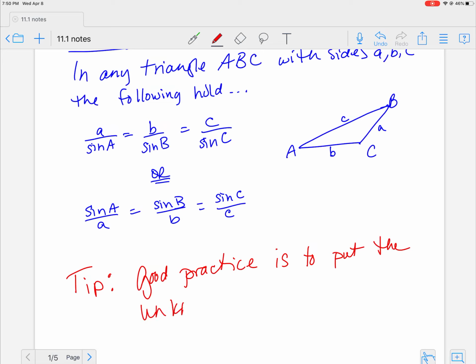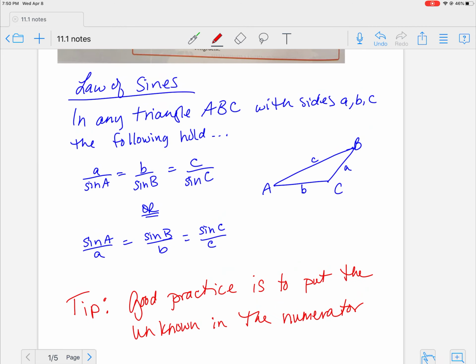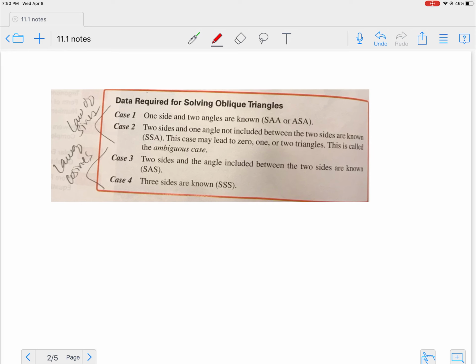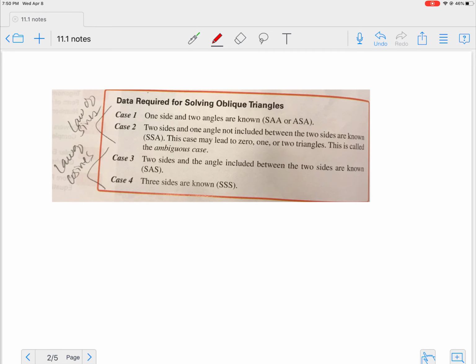All right, so here's one more tip, and the reason why we look at both of these. Good practice is to put the unknown in the numerator. So if it's the angle that you're trying to figure out, well, put it in the numerator. If it is the side you're trying to figure out, well, put that in the numerator, right? Whichever one is the unknown, that's your good practice to put in the numerator because it's easier to solve that ratio that way. All right? Okay, law of sines. Set up your ratio. That's your law of sines.